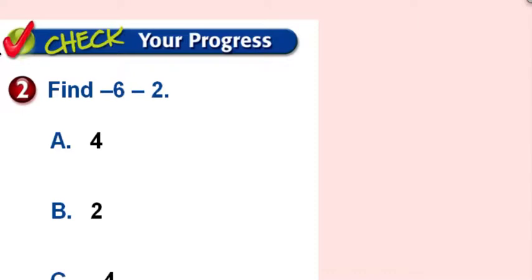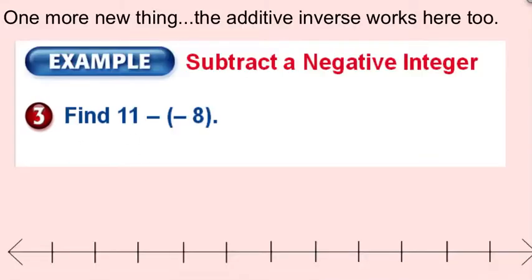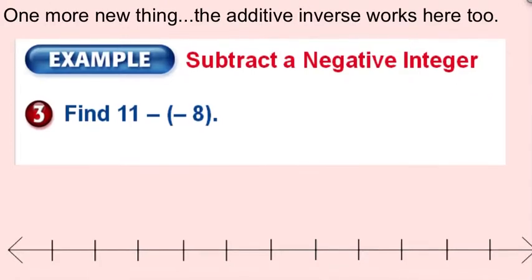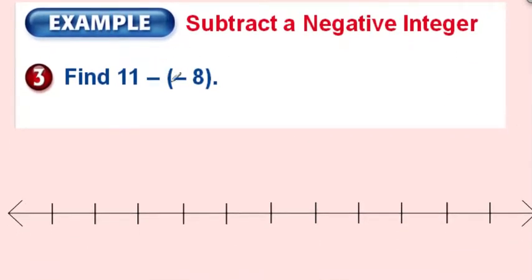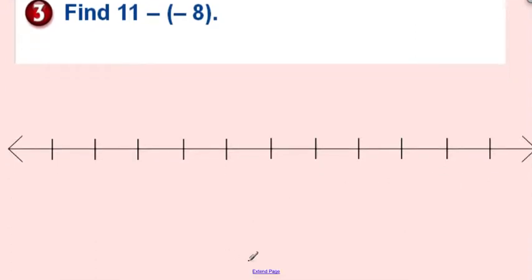Hopefully you found the answer to be negative 8. Yeah, you might be a little confused because your answer wasn't one of the choices. It was hiding. But negative 8 would be your answer. Okay, subtracting an integer. Now notice here the difference is the fact that we have two negative signs next to each other.